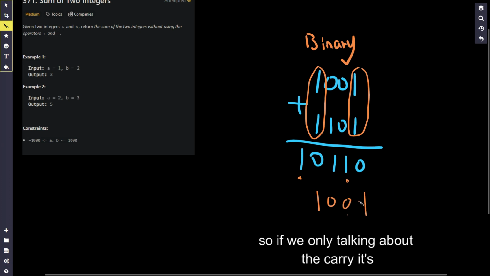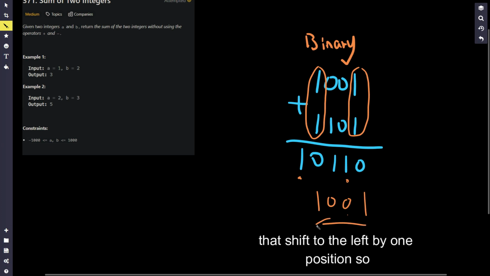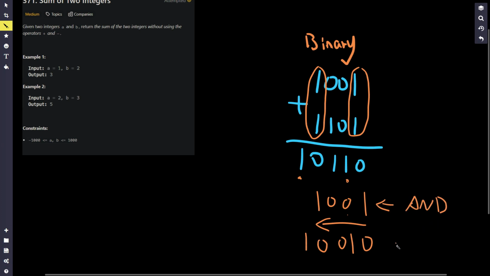So if we are only talking about the carry, it's actually 1, 0, 1 that is shifted to the left by 1 position. So it becomes 1, 0, 0, 1, and 0. And in order to get this, we need to have the AND operation. And in order to have this, we need to have the shift by 1 operation.